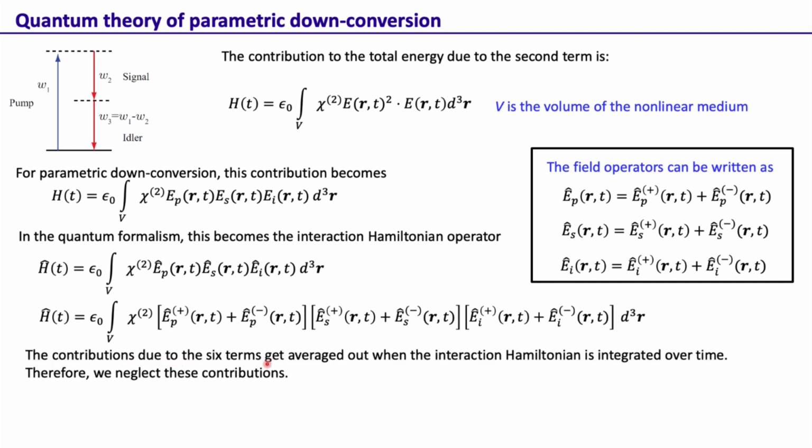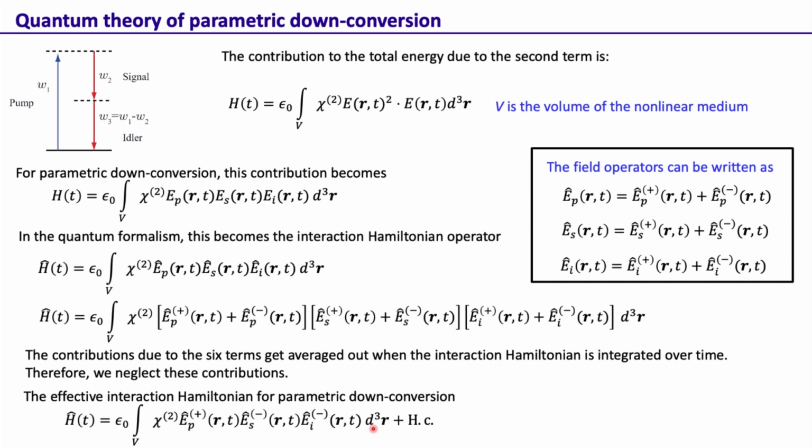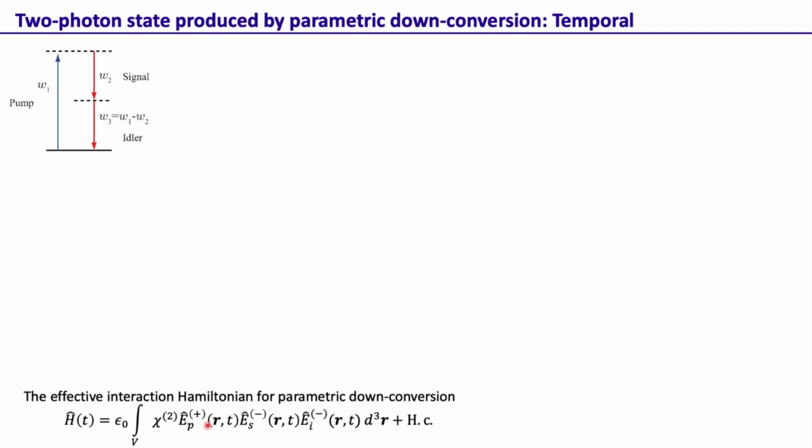that the contribution due to 6 of the terms actually gets averaged out when the interaction Hamiltonian is integrated over time. So when we are calculating the state, we integrate this Hamiltonian over some interaction time, and at that point the contribution due to 6 of these terms will become 0. So we are just neglecting those contributions here itself. What we are effectively left with are just 2 terms. The first one is EP plus, ES minus, EI minus, and its Hermitian conjugate. So that is the effective interaction Hamiltonian for parametric down conversion.